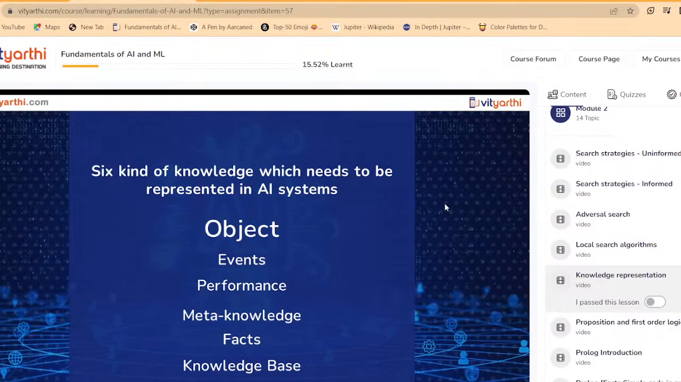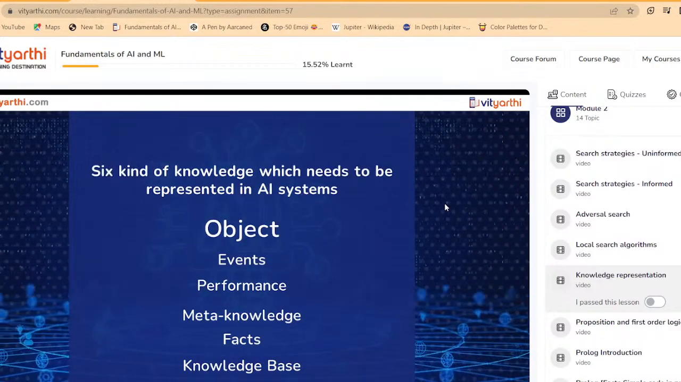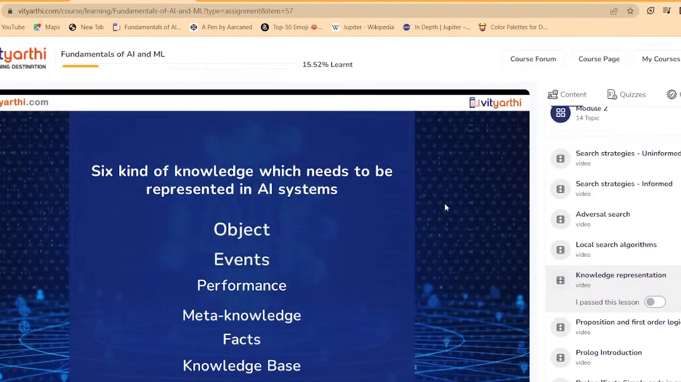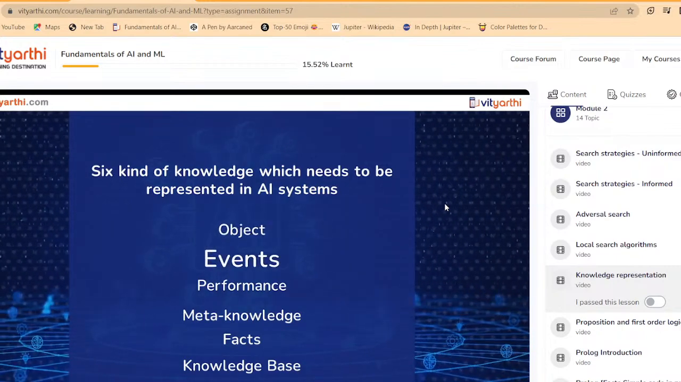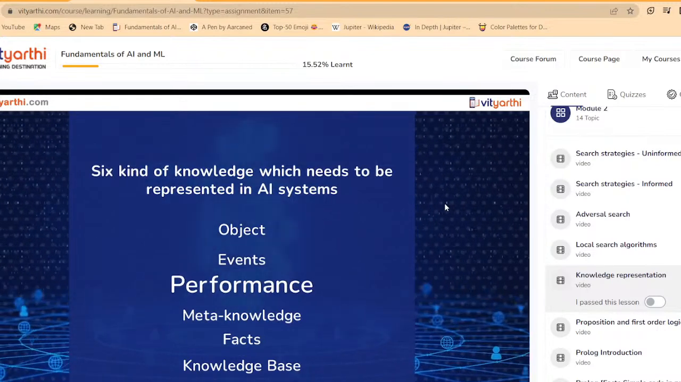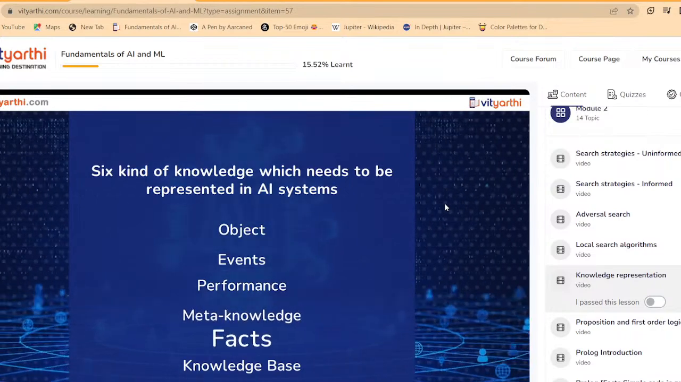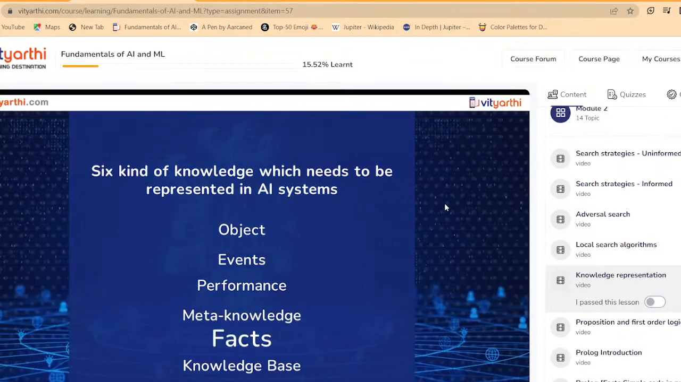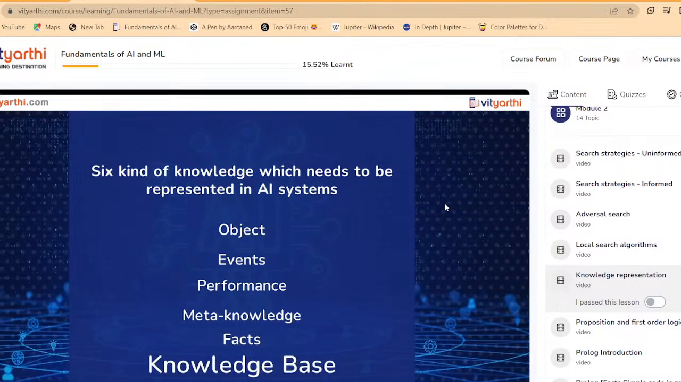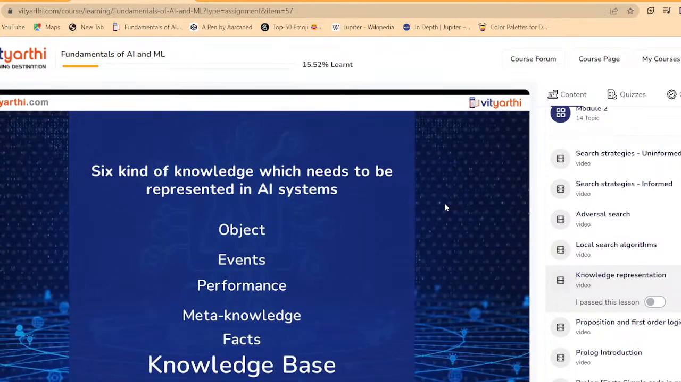Objects are the information on every object on our planet. For instance, drums are percussion instruments, whereas guitars have strings. Events are the things that happen in our world. Performance refers to actions that require knowledge of how things are done. Meta-knowledge is the knowledge of our own knowledge. Facts are actually the world's truths, what we stand for. The knowledge base is the core element of knowledge-based agents. It is indicated as KB.